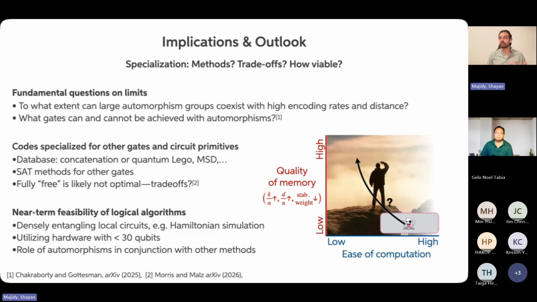And finally, what is the role of these automorphism type gates in conjunction with other methods? So things like this, say a partially phantom code, how would that interact with something like lattice surgery to reduce the overall overhead of an experiment?